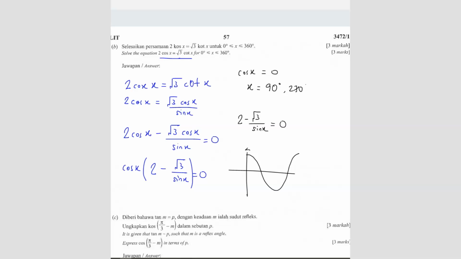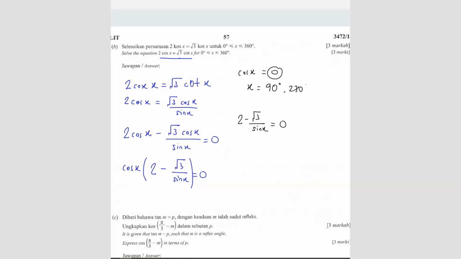This is the cos graph. At what situation do you get 0? 0 is here, right? So at these 2 points. Here is 90 degrees, here is 270 degrees. So for cos x equals 0, you got the two answers there.